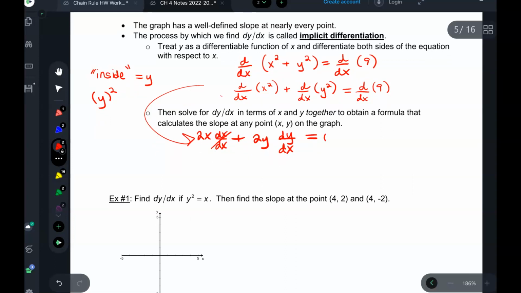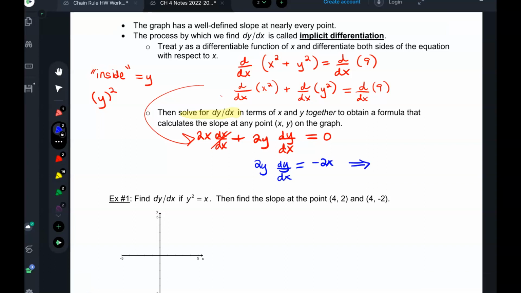Okay, what's the derivative of 9? 0. Good. Now I want to solve for dy dx in terms of x and y together. So I'm going to subtract 2x from both sides, so I'll have 2y dy dx equals negative 2x. Divide both sides by 2y. So dy dx equals negative x over y.